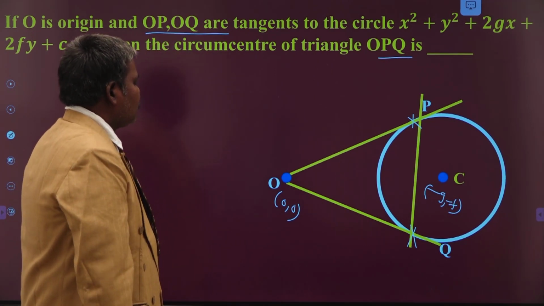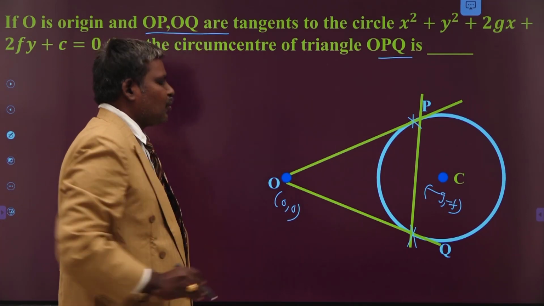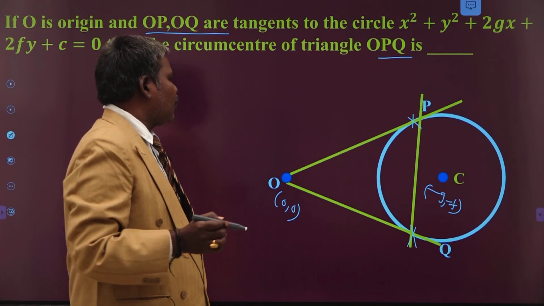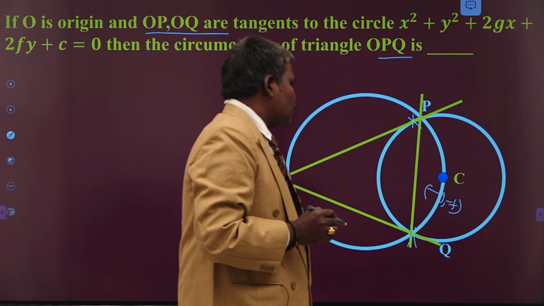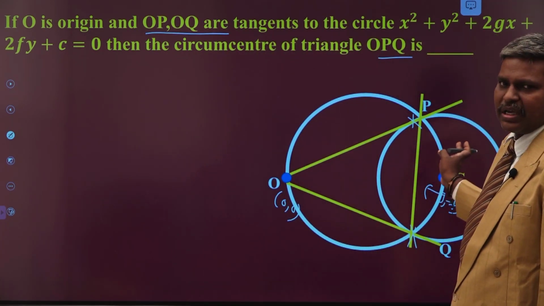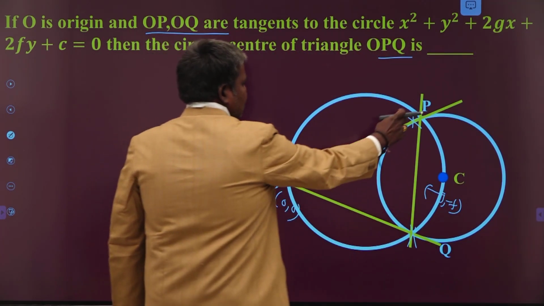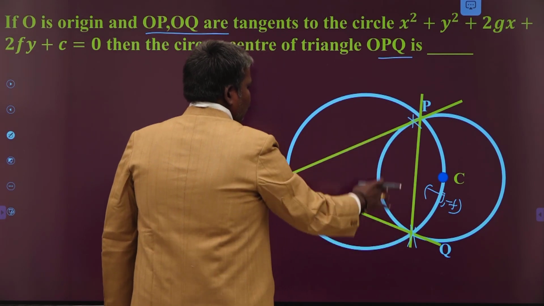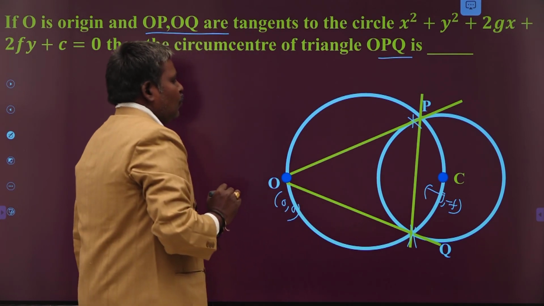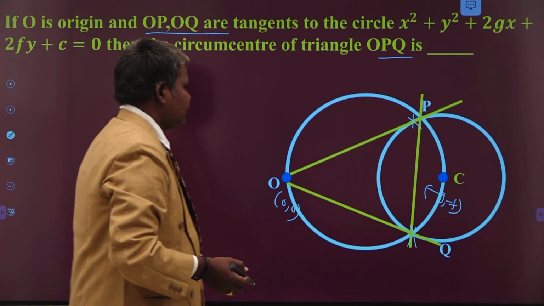Okay. Now this is the line joining PQ. We have the triangle OPQ as shown in this figure. Now we have to find out the circumcenter of the triangle OPQ. This is the circle passing through O, P, Q. We have to find out its center as shown in this figure. So OP and OQ are two tangents touching the circle at P and Q. Join PQ, you get the third side. This is the triangle. This is the circumcircle of the triangle. We have to find out the center of this circle, the circumcenter of the triangle.